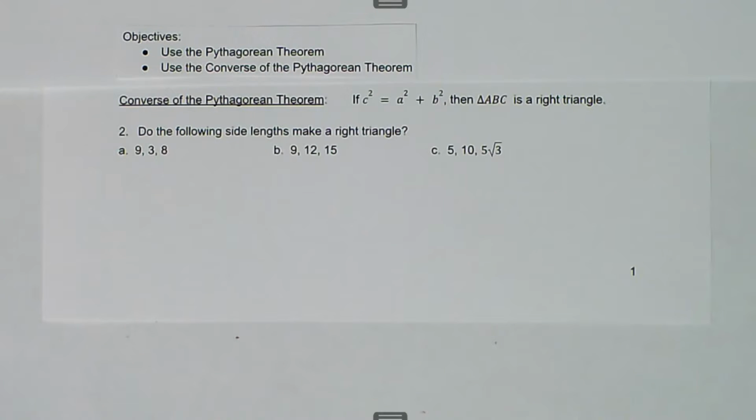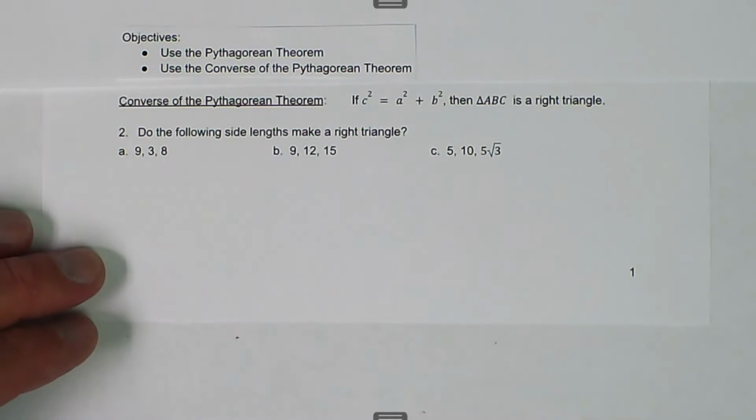We are talking about the Pythagorean theorem, and we want to use the converse of the Pythagorean theorem. The converse of the Pythagorean theorem says if c squared equals a squared plus b squared, then triangle ABC is a right triangle. So basically we check to see if the three sides make a Pythagorean triple, and if they do, it's a right triangle. If they don't, it's not a right triangle.